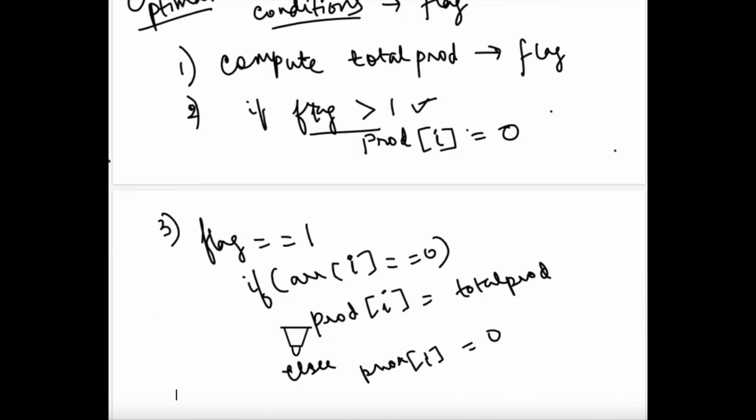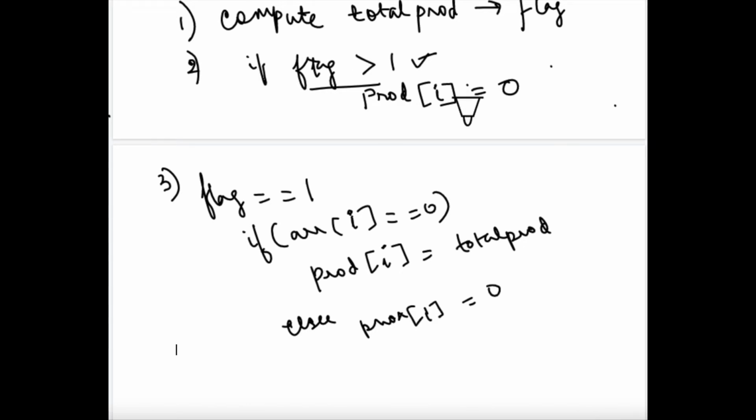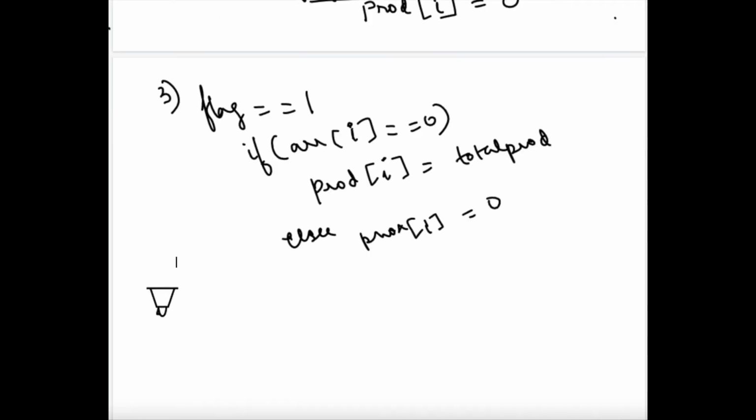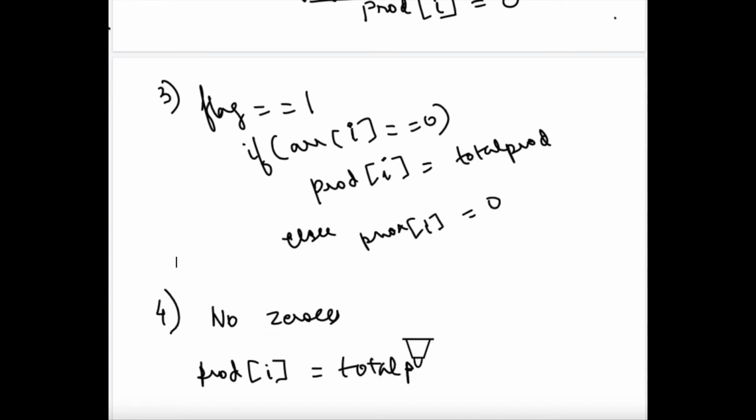And finally, if none of them satisfy, means what else it can be? There are no zeros. The fourth condition will be if none of them satisfy, means there are no zeros. If there are no zeros, then every element is going to be equal to our initial calculation that we did. That is total product divided by the ARR of I, the number itself. Because if there is no zero, there is no question of having any exception, the divide by zero thing. So that is why at last we are going to populate every element by doing the total product by ARR of I.